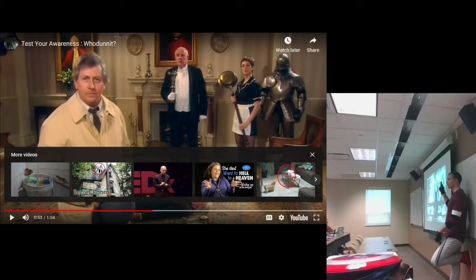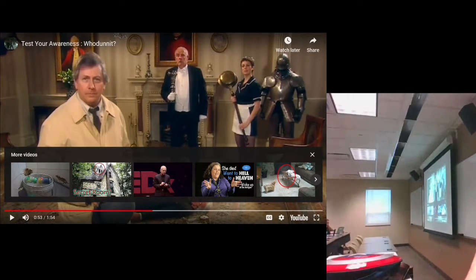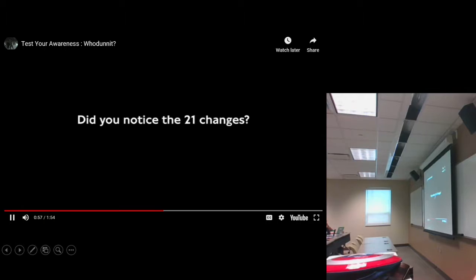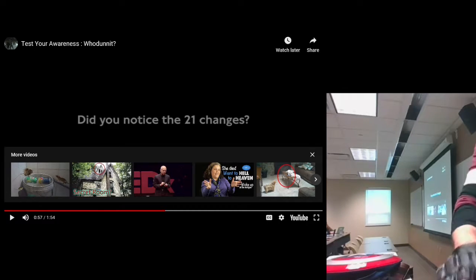Okay. All right, so we got 7 other changes, plus the inspector's coat, right? So we've noticed 8 changes in this particular demonstration. All right, 21 changes. So a room full of people didn't even get half of the changes that occurred in this particular situation.